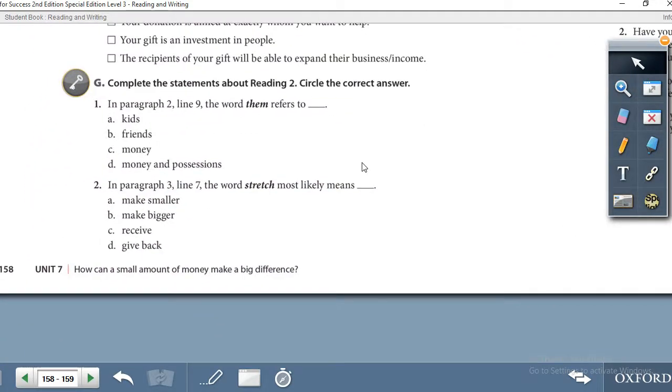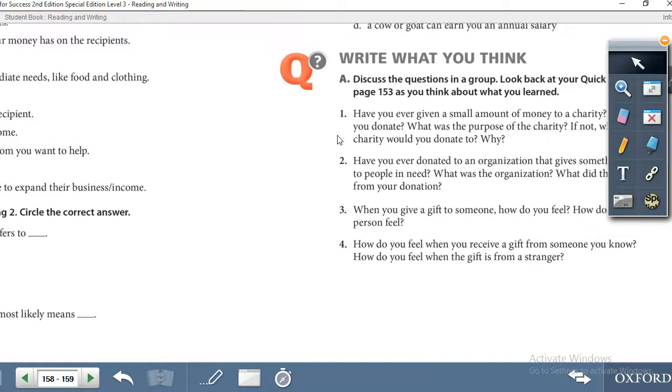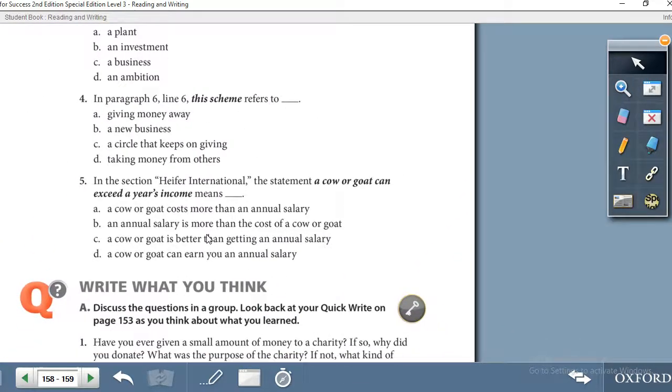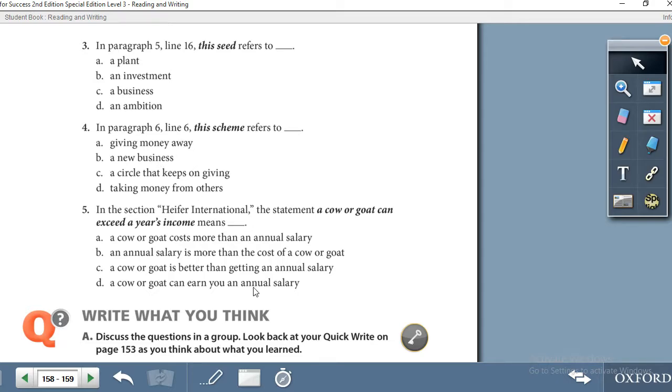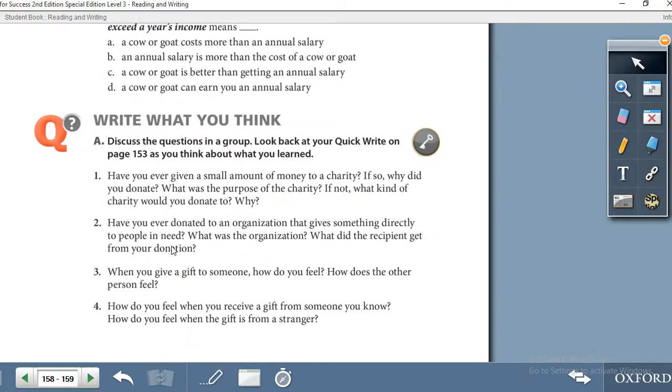Exercise G. Complete the statements about reading 2. Circle the correct answer. So, for example, number 1, in paragraph 2, line 9, the word them refers to. If you feel the answer is kids, if you feel the answer is friends, you will just circle the correct answer. A, B, C, D. You will choose one of the answers. Let us now turn over to the next page. The exercise continues. So we're looking at the bottom of page 159.